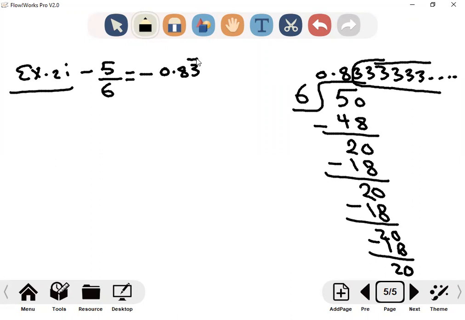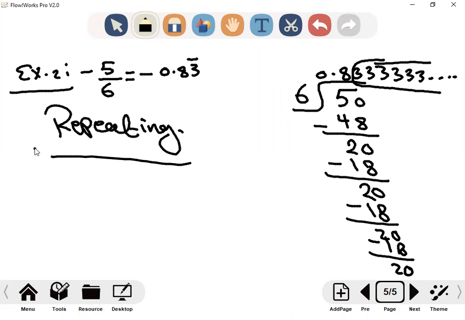Is it terminating or repeating? It is repeating. Repeating decimal. Get it? We have a check. Of course, in the book they wrote, so this is not a terminating decimal. It means repeating decimal. You can write repeating or not terminating. They are the same. Let's go to the check after this example.